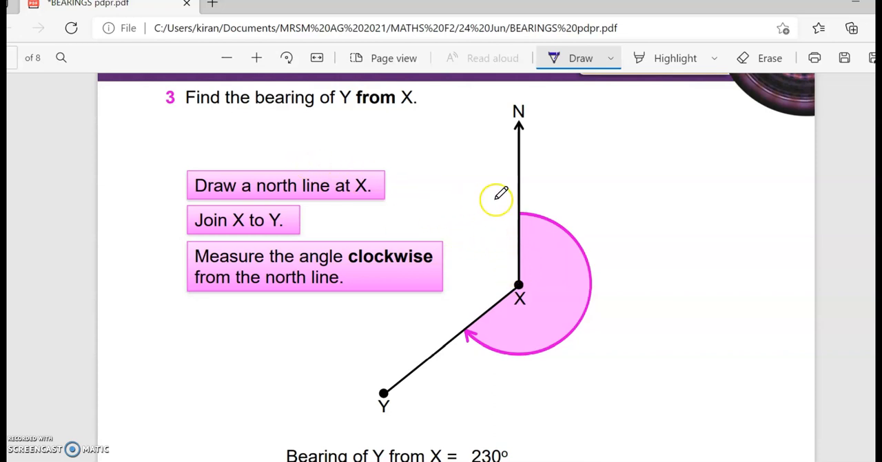So we go to question number 3. Find the bearing of Y from X. Bearing of Y from X, and this one from X. So we will draw a north line at X. This is the north line at X. And then we join a line X to Y, and then we measure the angle clockwise from the north line. So that is 230.